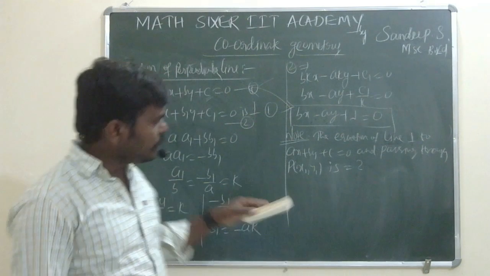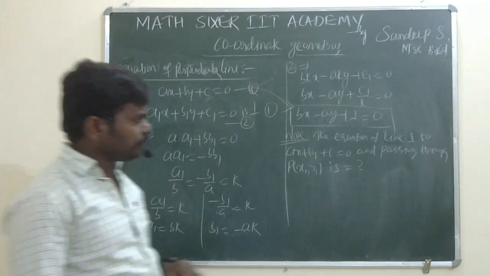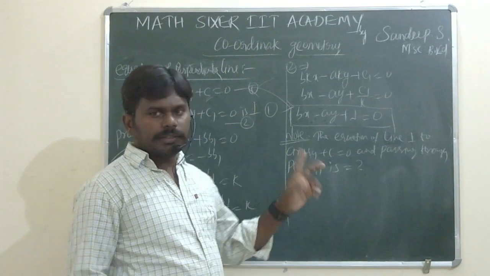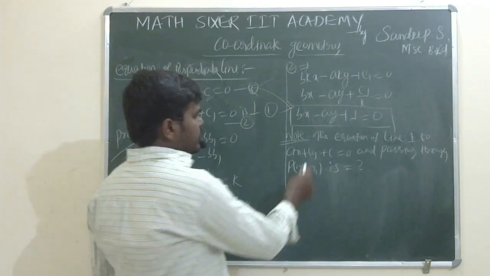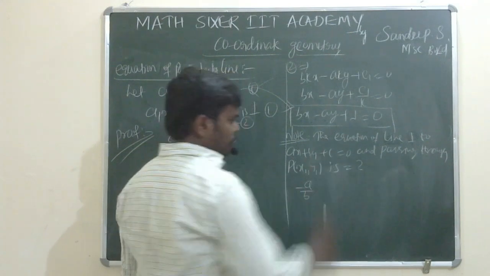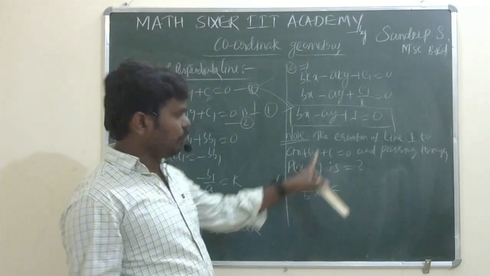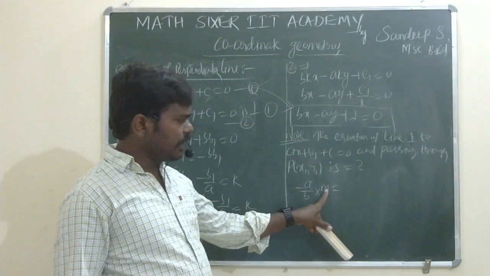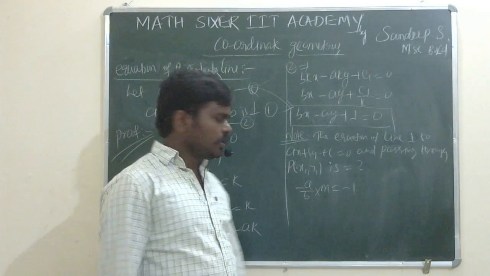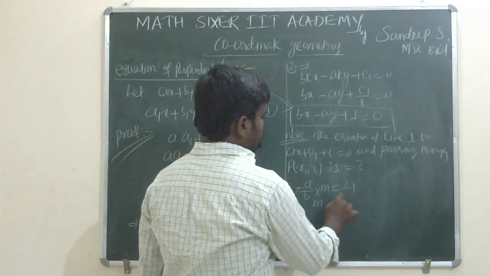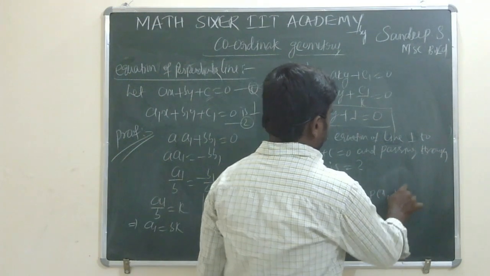So in the last video I discussed one thing: when two lines are perpendicular, the product of their slopes is equal to minus 1. Now what is the slope of this equation? It is minus a by b, and let m be the slope of the next equation, the perpendicular line, and the product is equal to minus 1. So now minus and minus will cancel and you will get m is equal to b by a, and the point is P of x1 comma y1.